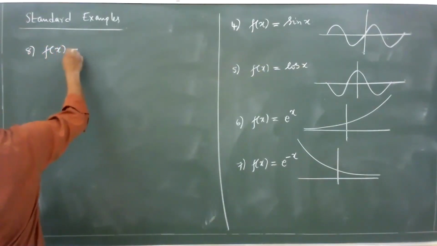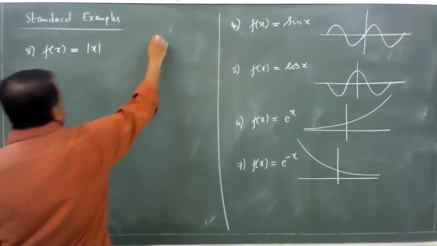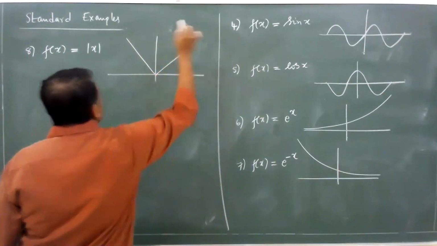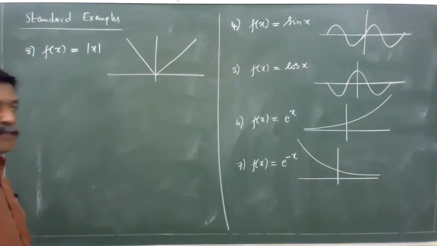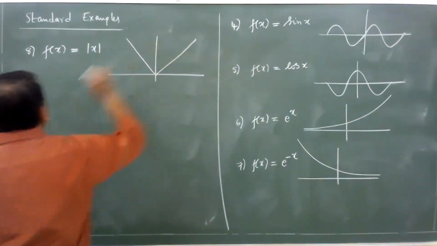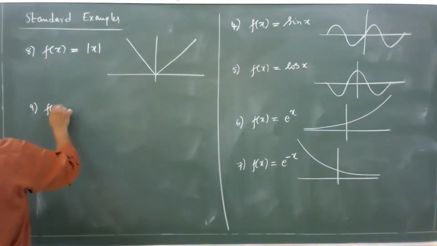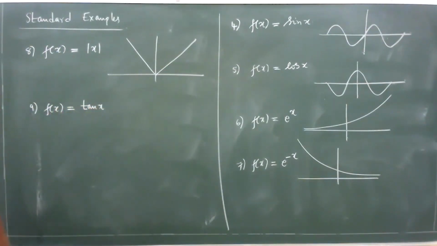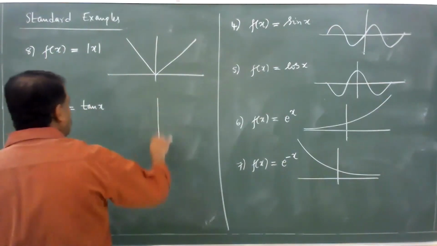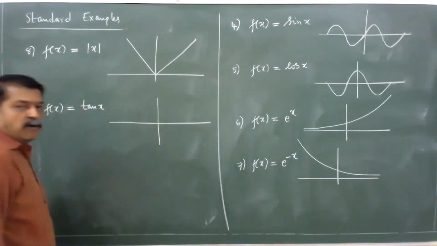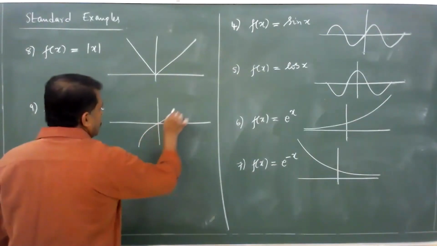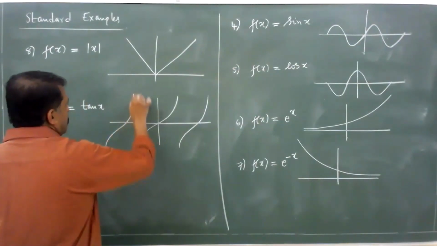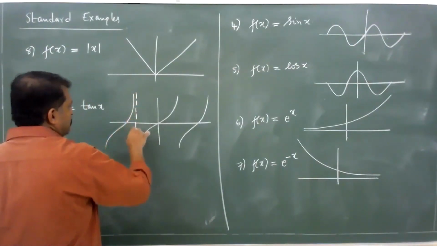F of x is equal to modulus of x. How will the graph be? It is a standard function. You have studied it in your first year PUC. You can write the graph without lifting your hand. Then f of x is equal to, suppose I take tan x. How will the graph be? The tan x graph looks like this.